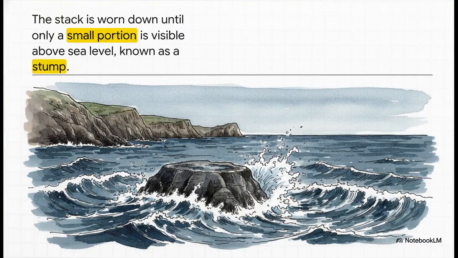And the process still isn't over. That lonely stack stands there, taking a beating from the waves day in and day out. And it too gets worn down, bit by bit.